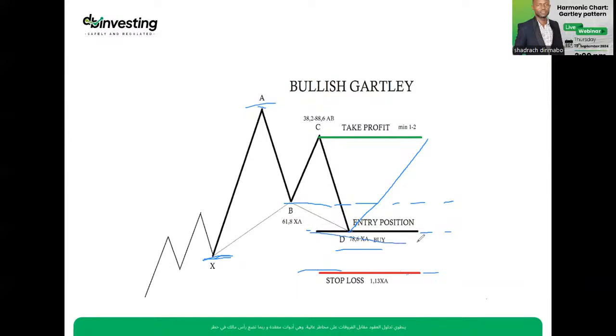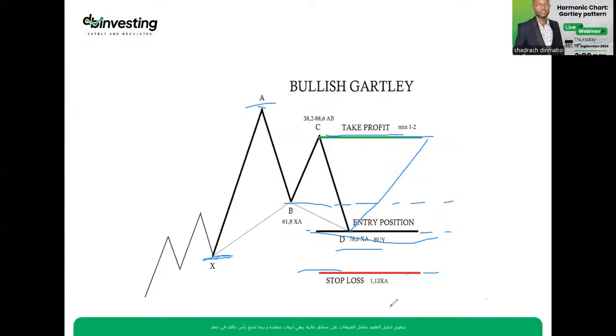This is our entry position, and our take profit position is this particular position. So that will give us roughly a 1:2 ratio. So that is it for the bullish Gartley. I guess it's quite simple.